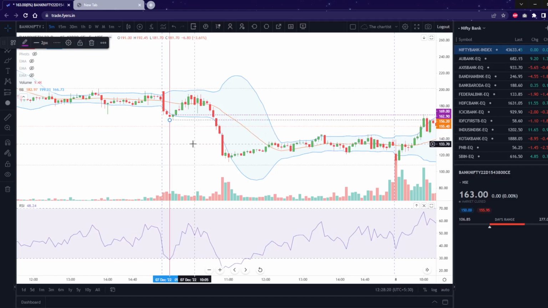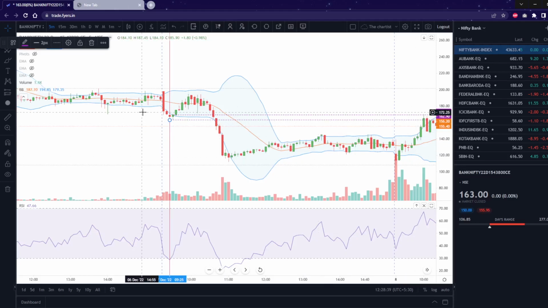Now one good thing about this particular strategy is that the stop loss will be very tight and very small. So if you're just a beginner, trust me, this is really going to help you be psychologically very stable, because even if the stop loss is getting hit, the loss will not be very high.